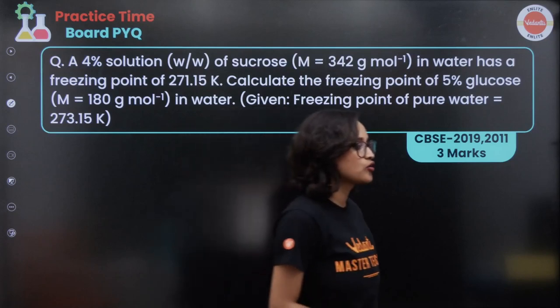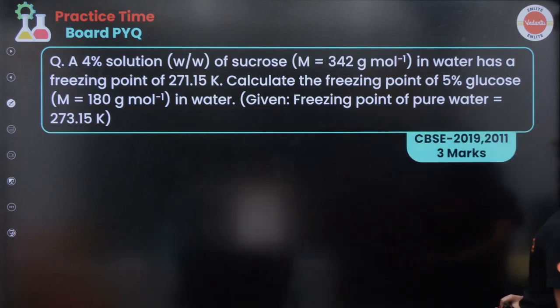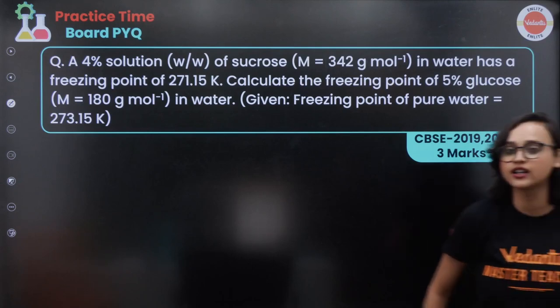Just guess, how do we solve this? Guess how will we solve it? Come on guys, you can guess. Let's first write what are the things that are given to us.